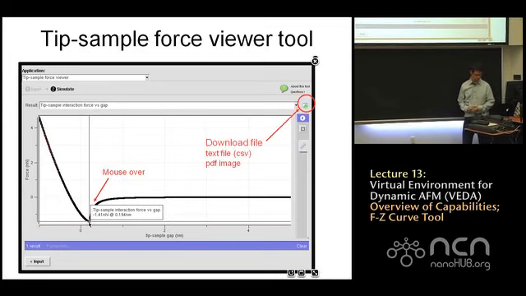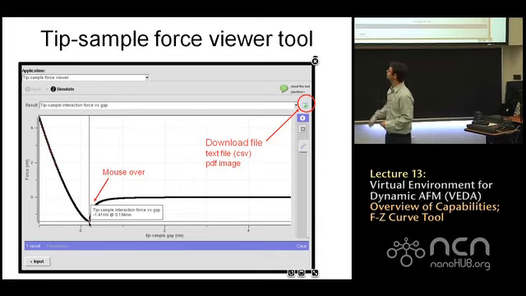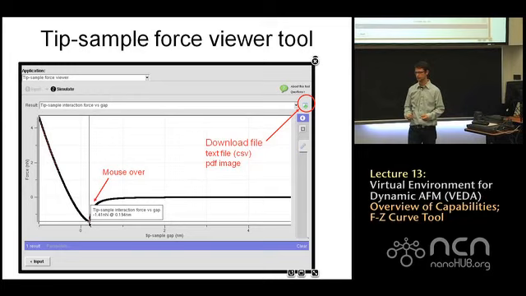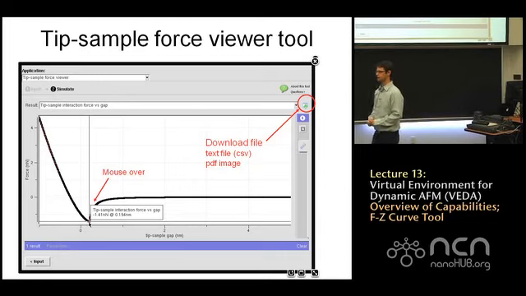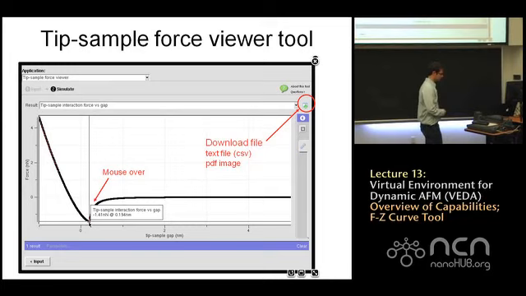Also, with this button up on the upper left corner, we can actually download this file. So if you want to download a PDF image file or a comma-separated text file, you have the option of downloading that, and maybe you want to plot it in your own software, use MATLAB or something. So you can make a professional-looking plot if you like.